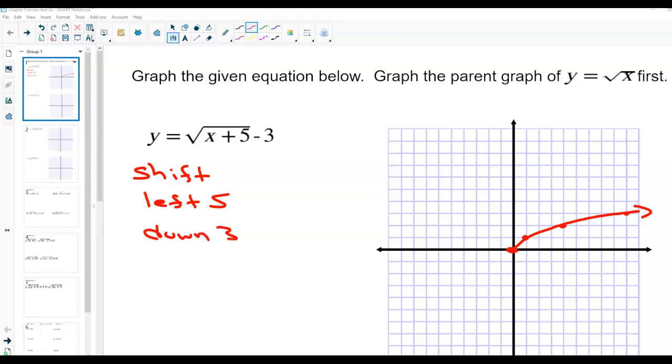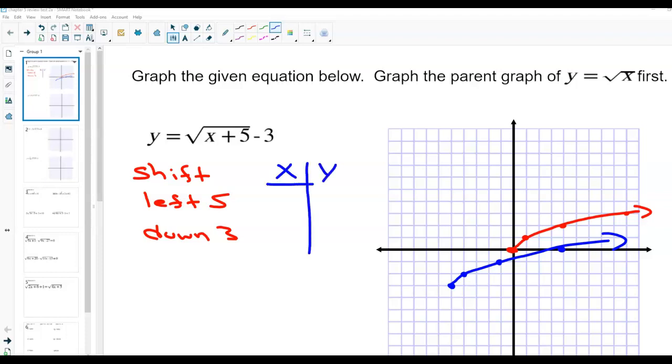So from here I'm going 1, 2, 3, 4, 5, down 3. Different color there. 1, 2, 3, 4, 5, 1, 2, 3. Same for each of the remaining points. There's my graph.